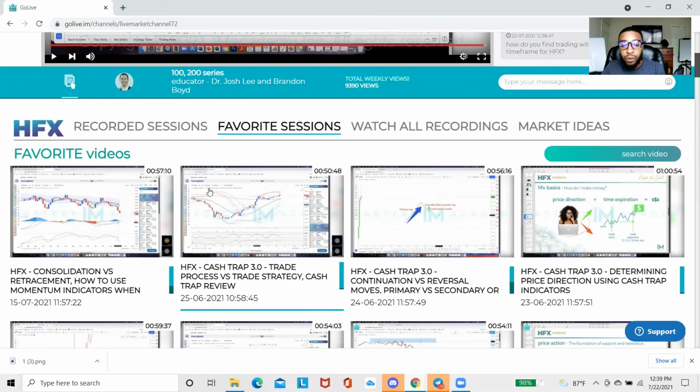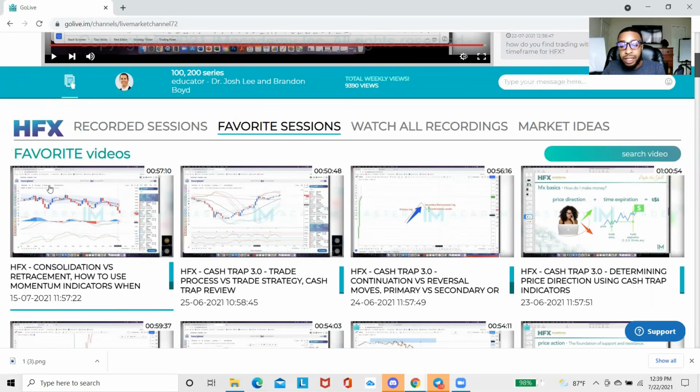All right. What I want to do is the first video that I can take advantage of is going to be where it says consolidation versus retracement, how to use momentum indicators. Okay. Now, this is not 100% about Blue Gator. This is going to be a mixture of different strategies, but right here, the strategy that's actually on the screenshot is going to be Blue Gator. So that's one video you want to write down so that you remember to go back and watch consolidation versus retracement, how to use momentum indicators.